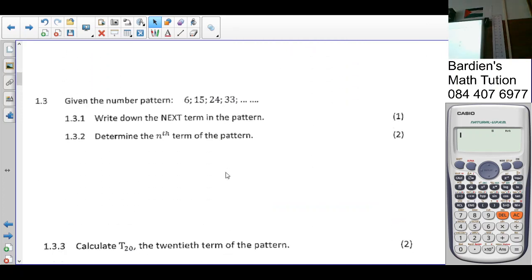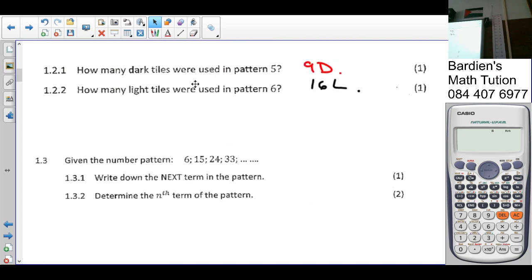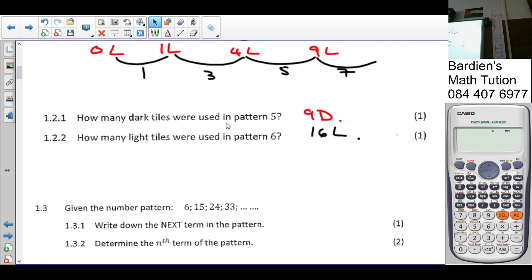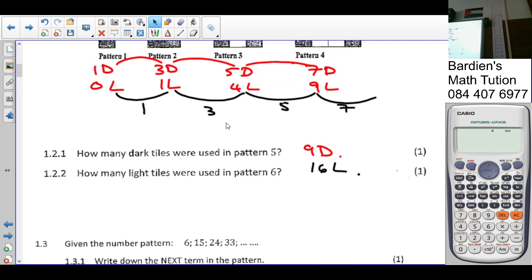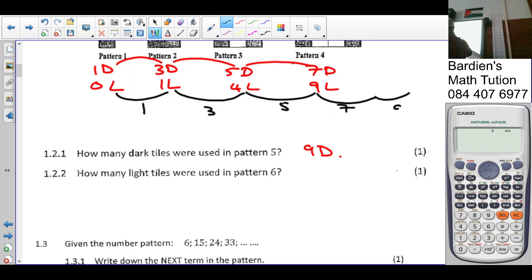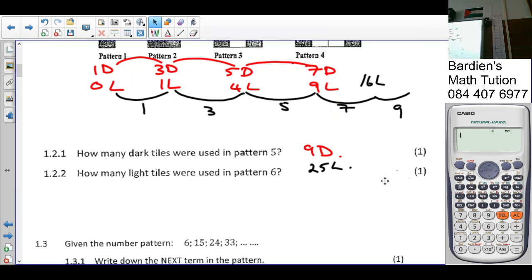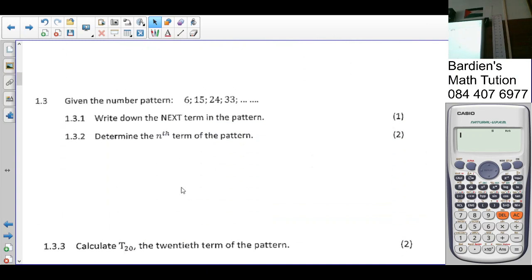Let's look at the next one. Yes? Sorry? Oh, pattern 6. Thank you. So I made a mistake. I just assumed it's going to be the next one, which is wrong of me. I shouldn't just assume. So pattern 5 gives you 16 L. The next one is going to give you 25 light tiles. Is that correct? Thank you for that one.